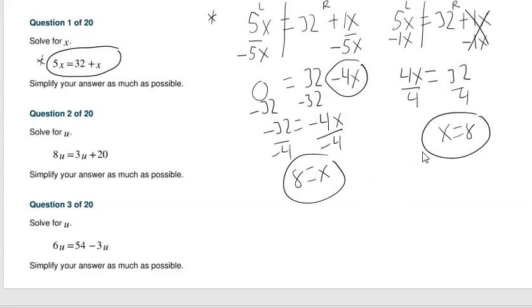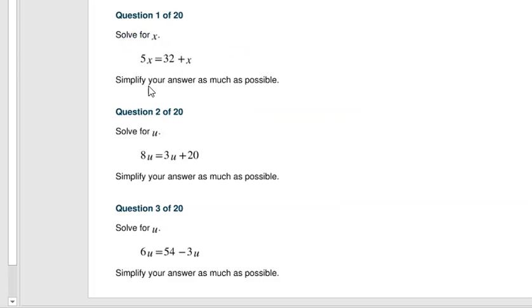Notice that we got the same solution here. 8 is what makes this equation true. If we take 5 times 8, that is going to be equal to 32 plus 8. 8 is the solution. So let's go ahead and look at question number 3 here. On question number 3, it says solve for u.